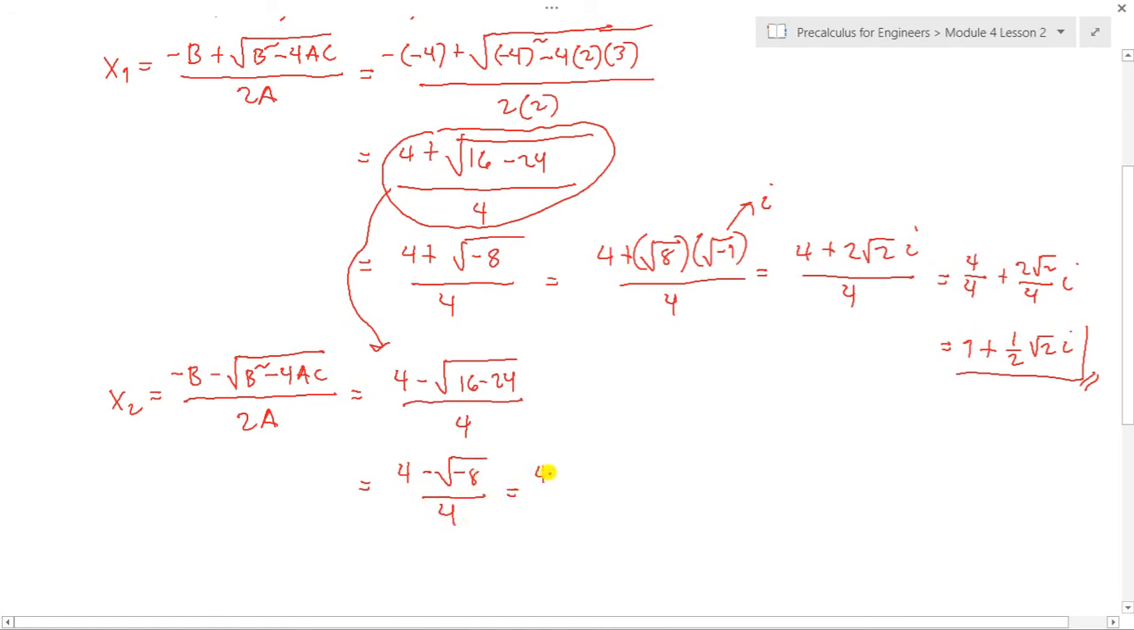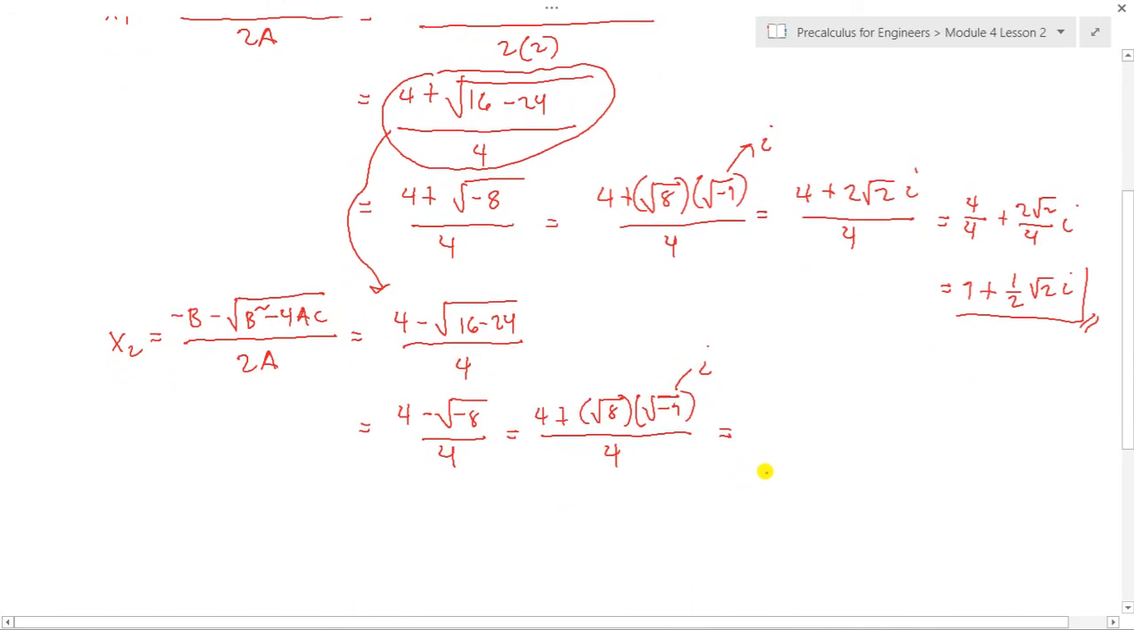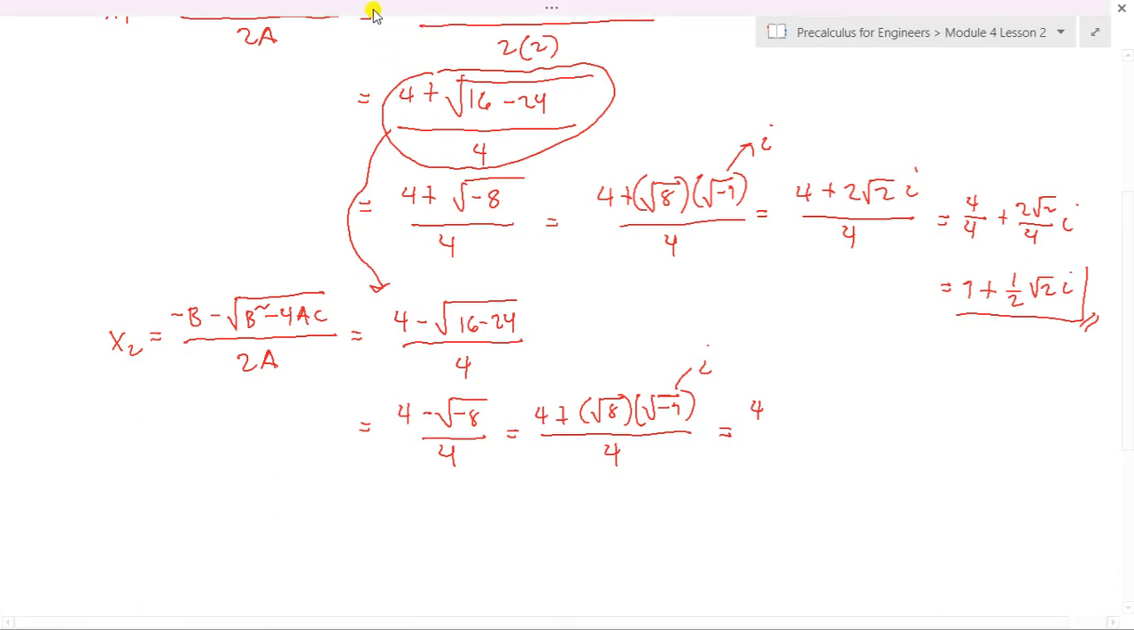So again, 4 plus, this can be written as square root of 8 and square root of -1. So the square root of -1 is an imaginary number, all over 4. So here, this is 4. That is not positive, sorry. That is negative, because we are looking for the second root. This is minus. So that is 4 minus 2 square root of 2, because square root of 8 is equal to 2 square root of 2, divided by 4.